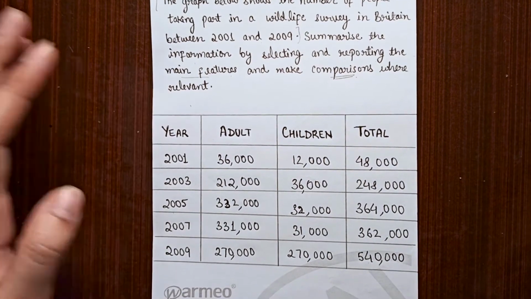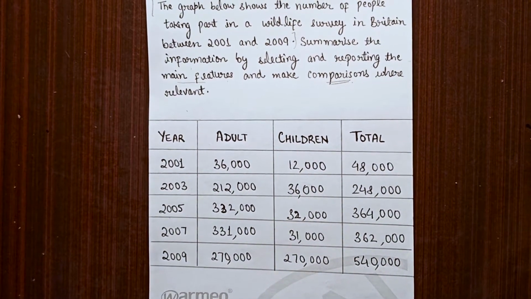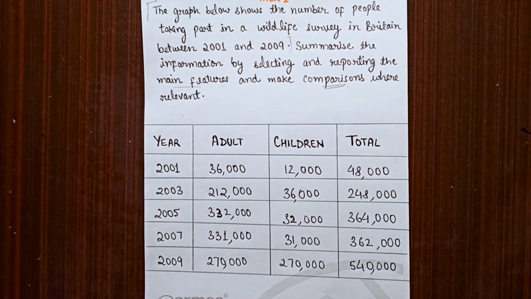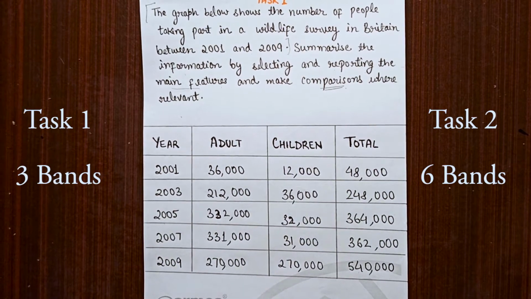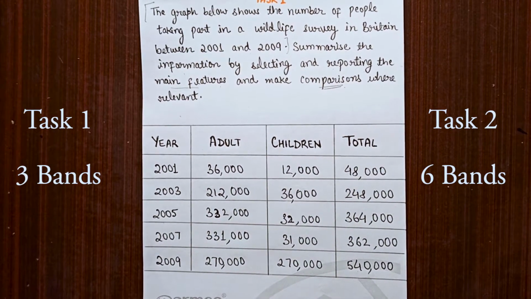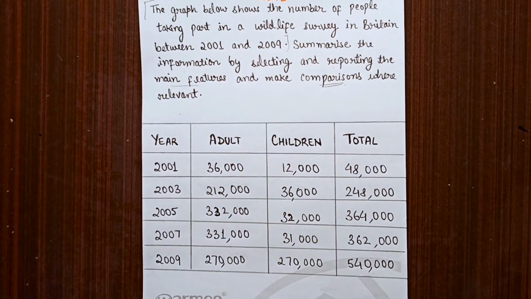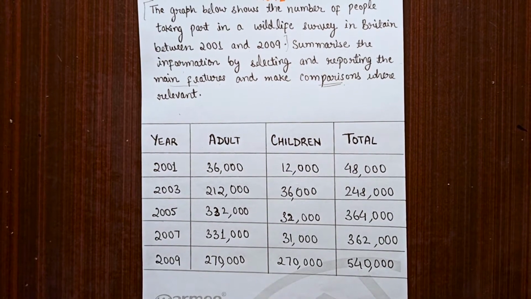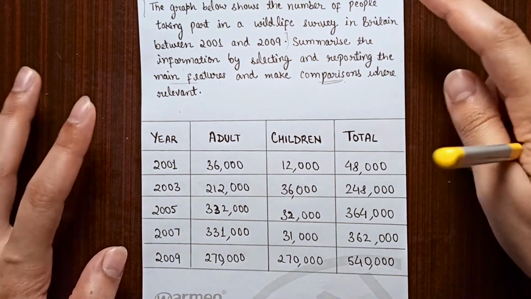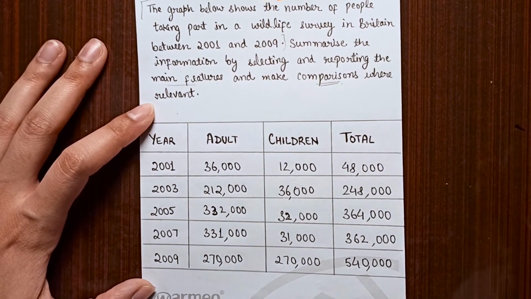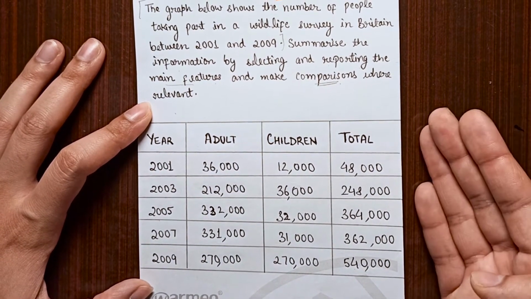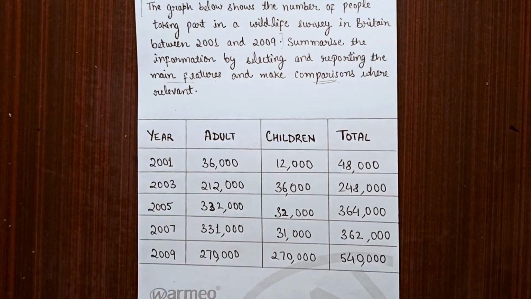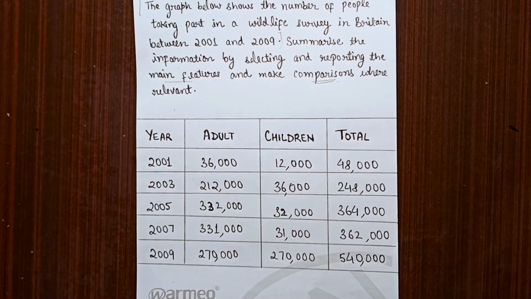I think the people who attempted this were fortunate because it is very simple, and they can score 3 out of 3 bands in Task 1. Yes guys, Task 1 consists of 3 bands and the remaining 6 bands are for Task 2. Please keep this in mind. If you want to score at least 6 or 6.5 bands, you need to be very specific in Task 1 so that you can score at least the minimum 3 to 3.5 bands in Task 2. Then only you will be able to score the minimum bands. So let's move on to the sample answer.